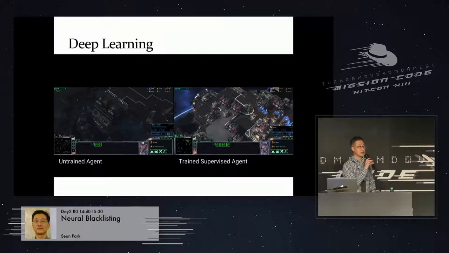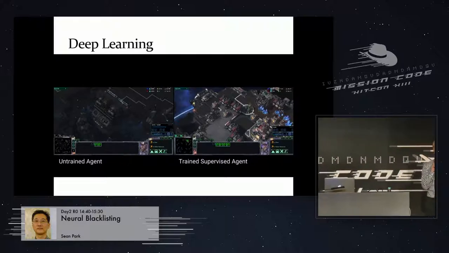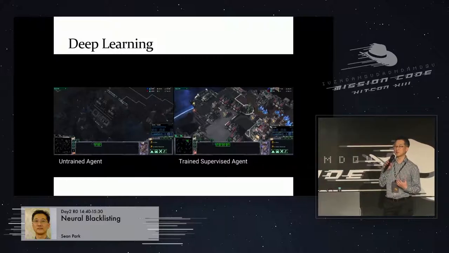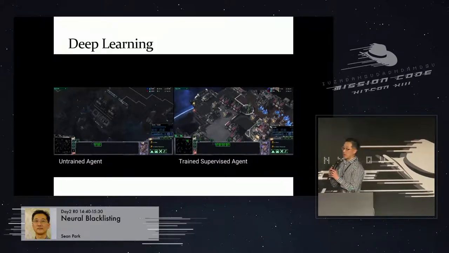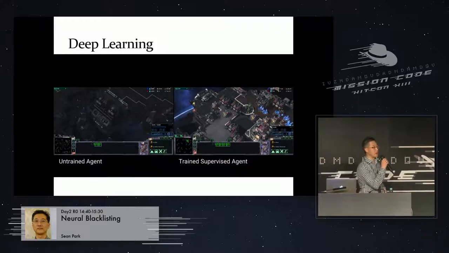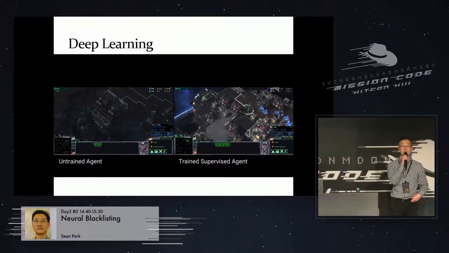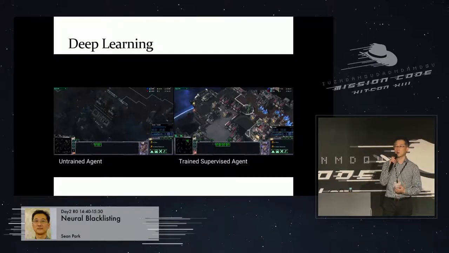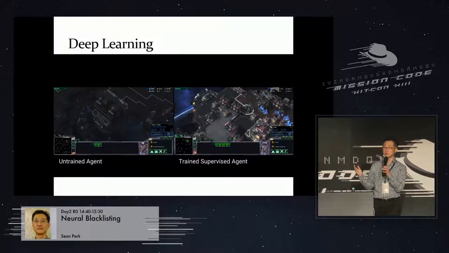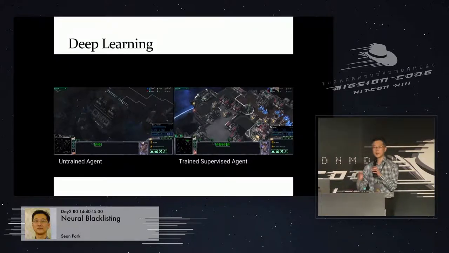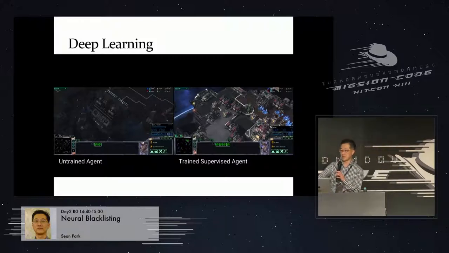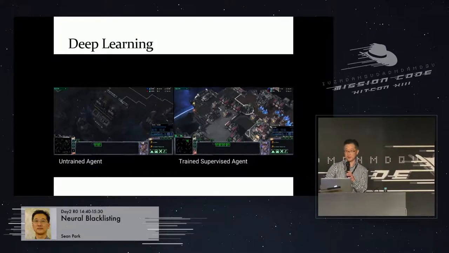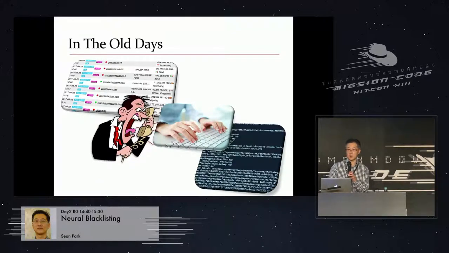But the question is, how can we use that sort of cutting edge technology for our security problems? I have been working on a lot of those AI projects up until now, and this is the topic that I'm going to talk about. It's only one of those projects that I'm working on at the moment. It's called Neural Blacklist.